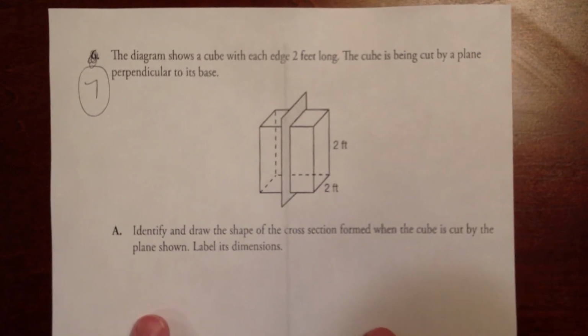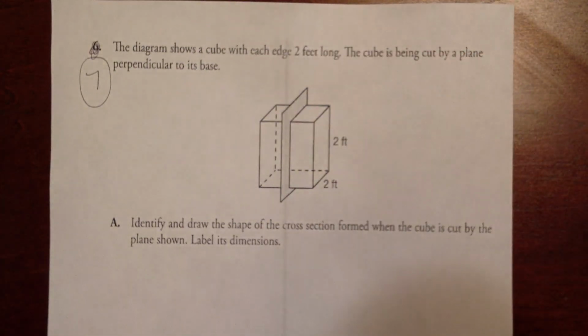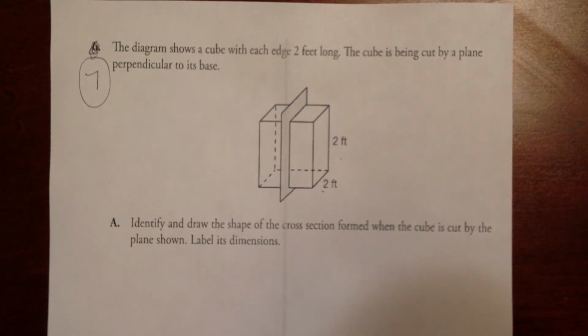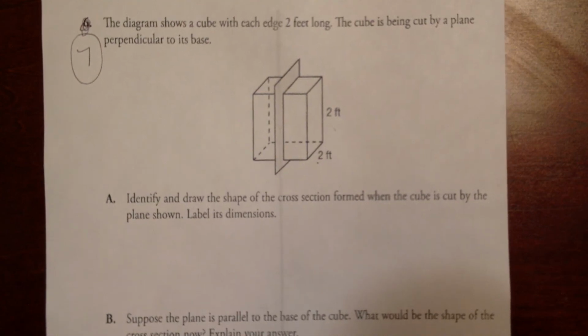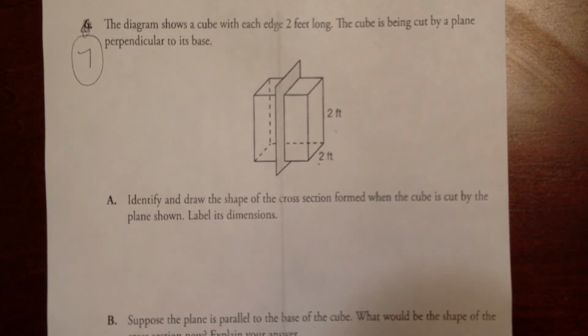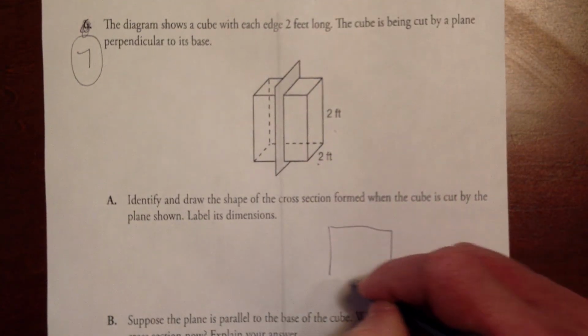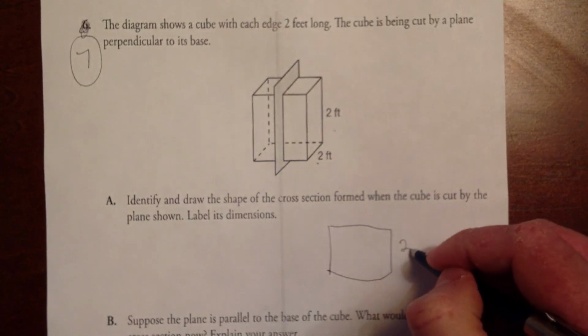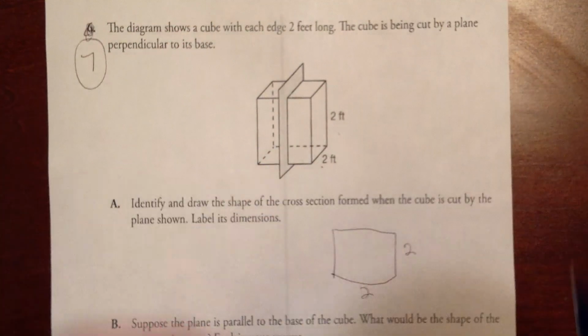The diagram shows a cube with each edge 2 feet long. The cube is being cut by a plane perpendicular to its base, so it's going to be straight up and down. And forgive my drawing here, but this is 2 feet by 2 feet base and a height of 2 feet. Identify and draw the shape of the cross-section formed when the cube is cut by the plane shown. Label its dimensions. So it's going to be a square, and it's going to be 2 feet tall by 2 feet wide. If we took that guy, cracked it open, and stared at it.